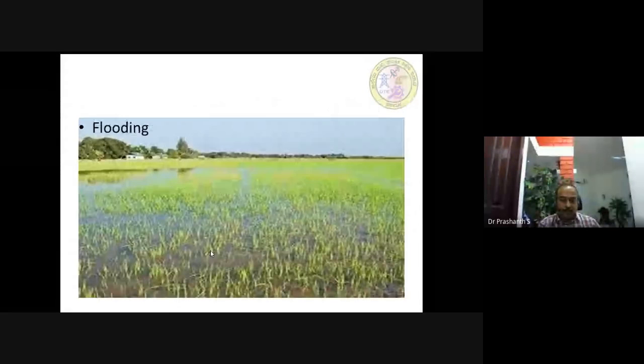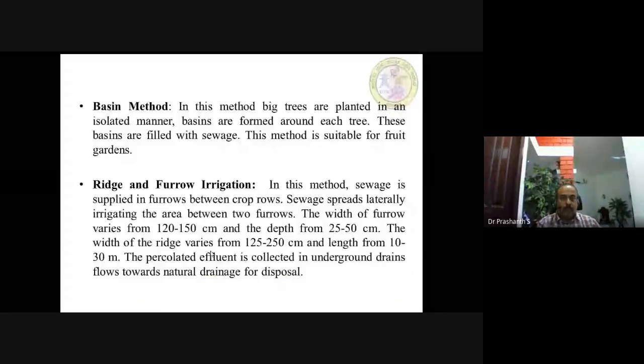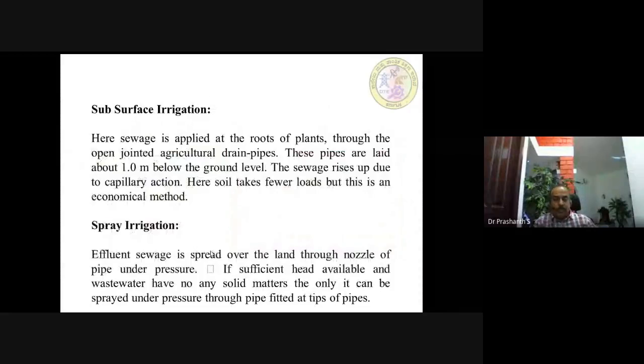These are all surface irrigation. You can go for subsurface irrigation also. Here, sewage is applied at the roots of the plants through open jointed agricultural drain pipes. These pipes are laid about 1 meter below the ground level. The sewage rises up due to capillary action and soil takes fewer loads, but this is an economical method.